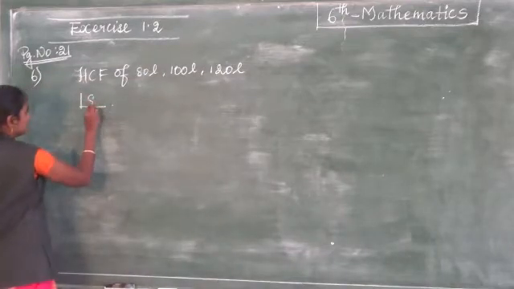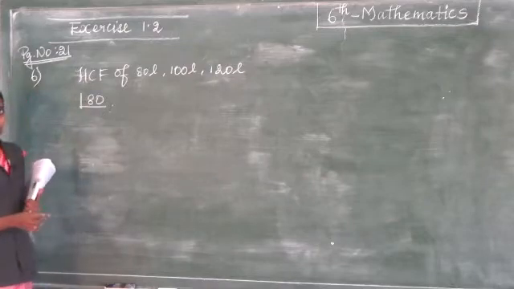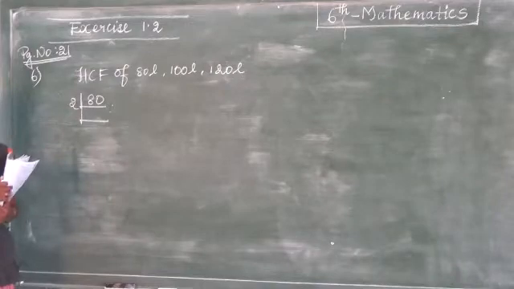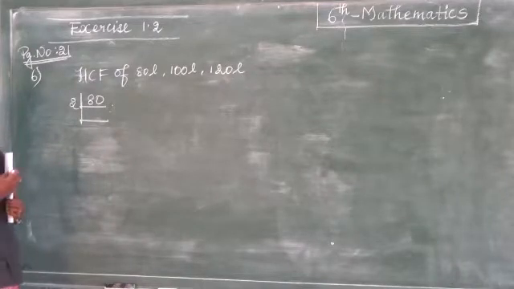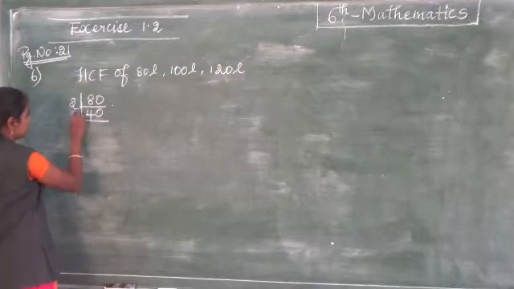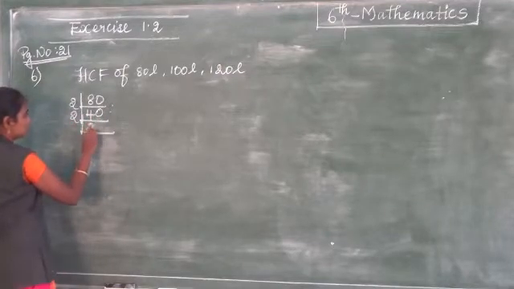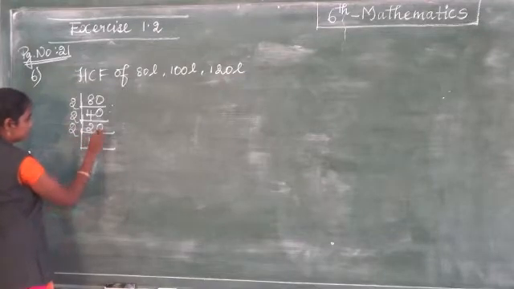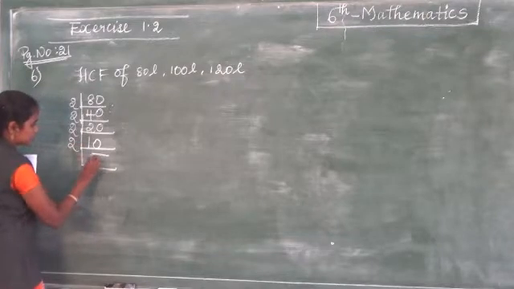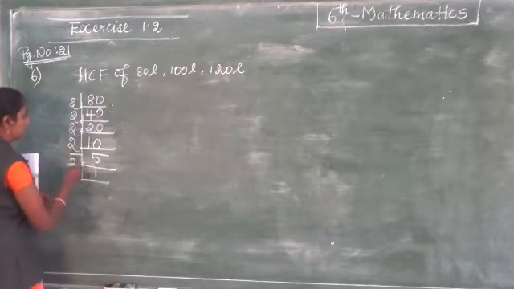First for 80, use only prime numbers, 2 table, don't go on the 10 table. It is HCF by the prime factorization method. So 2 table, 4 times 0 as it is, again 2 table, 2 times 0 as it is, again 2 table, 1 time 0 as it is, then again 2 table, 5 times, 5 table, 1 time.